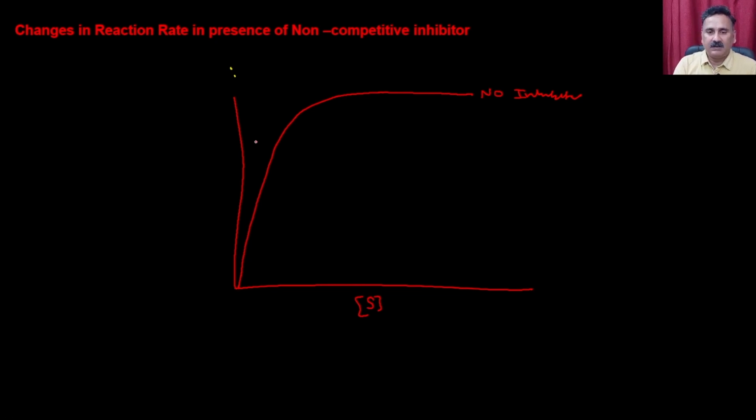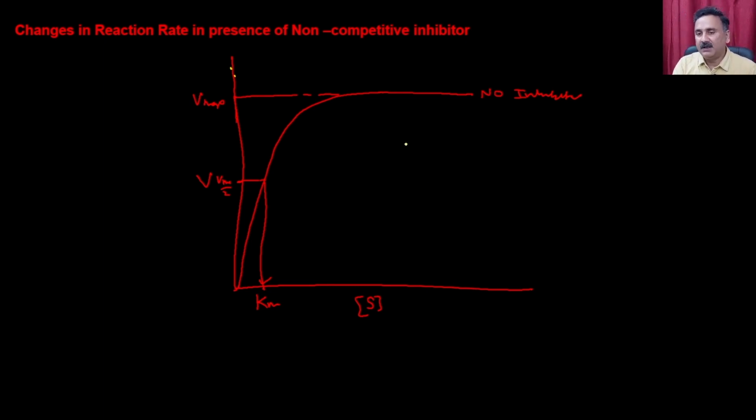So we'll write all the parameters. This is velocity versus substrate concentration, this is going to be Vmax, and this is going to be Vmax by 2. Then this is going to be the Km. Now we'll show you how the non-competitive inhibitor will look. When you have a non-competitive inhibitor, you are actually trapping the enzyme in an alternate structure.